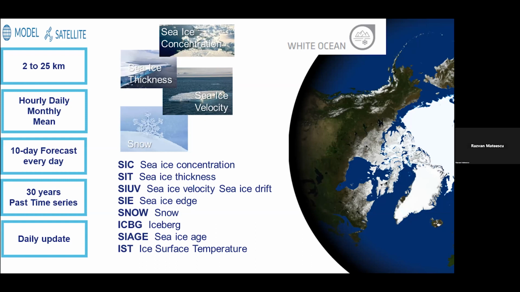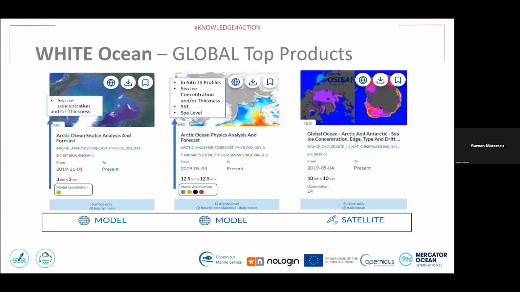All these sea parameters in relation with ice surface temperature, with a resolution starting from 2 to 25 kilometers, with hourly, daily, and monthly temporal coverage, and also forecast up to 10 days and other time series up to 30 years. Here the data are updated daily, and all activities related to blue economy in a harsh environment are based on this data.